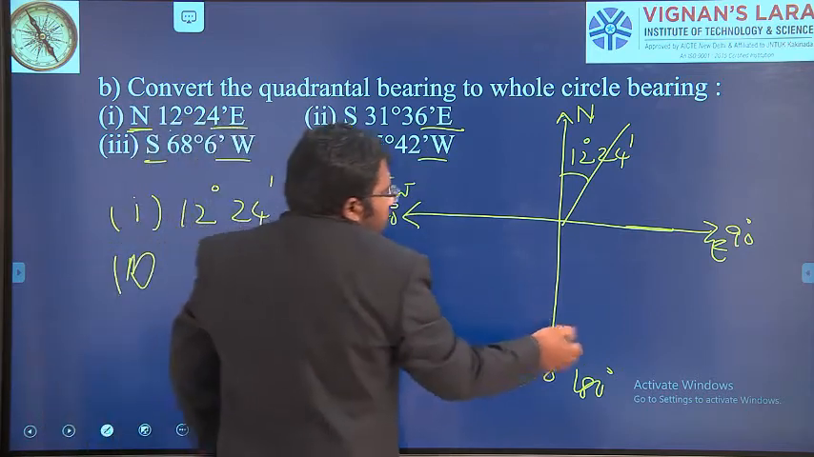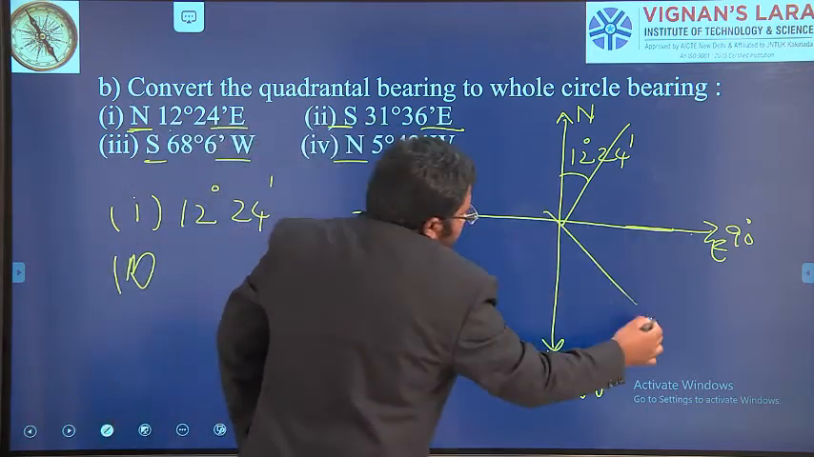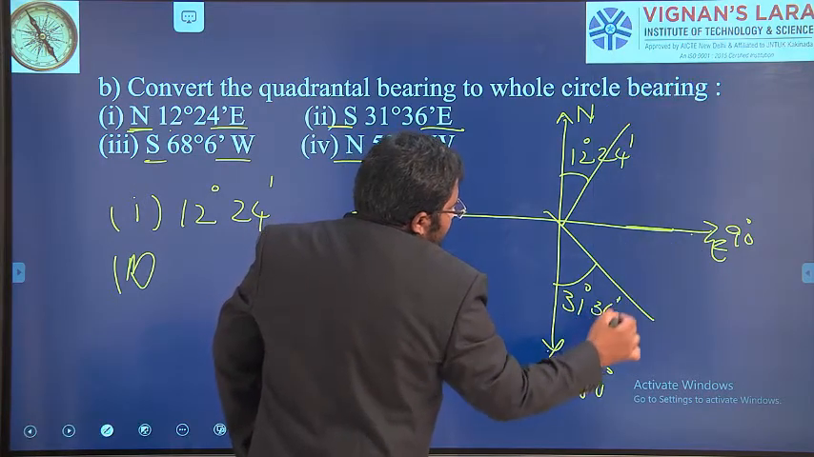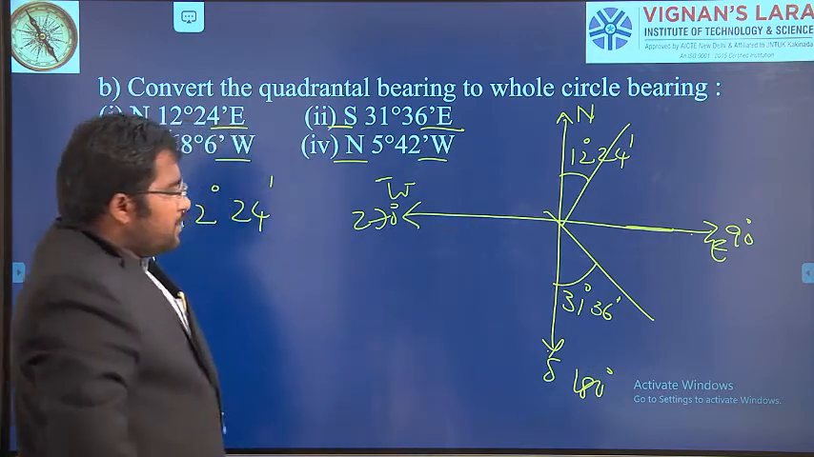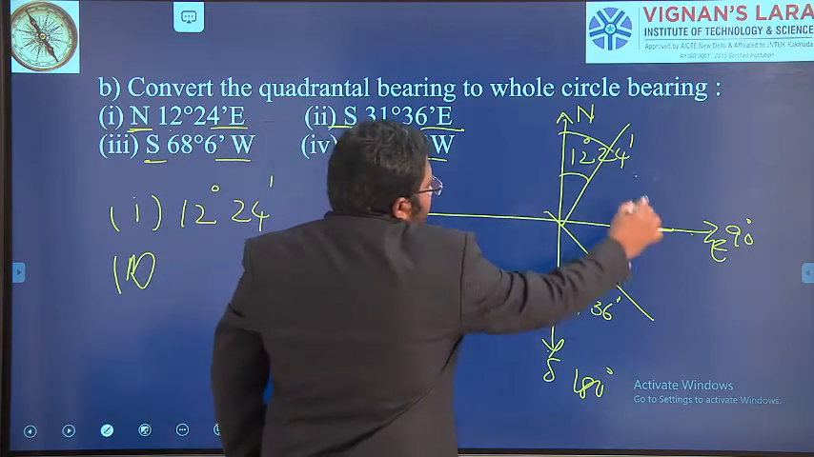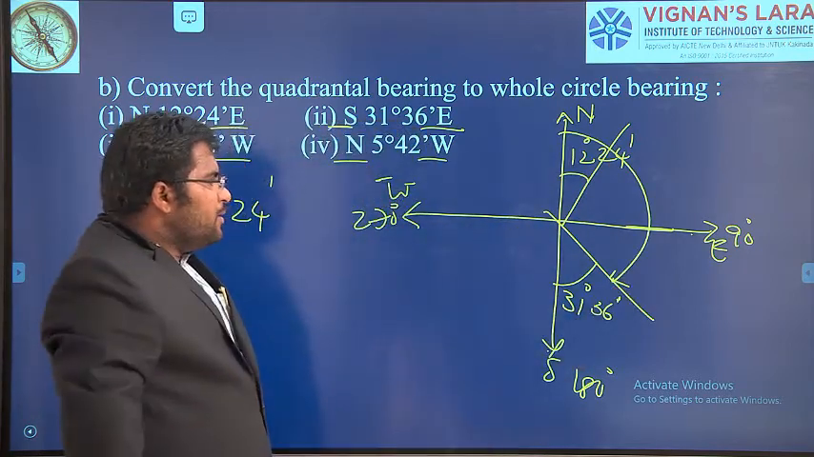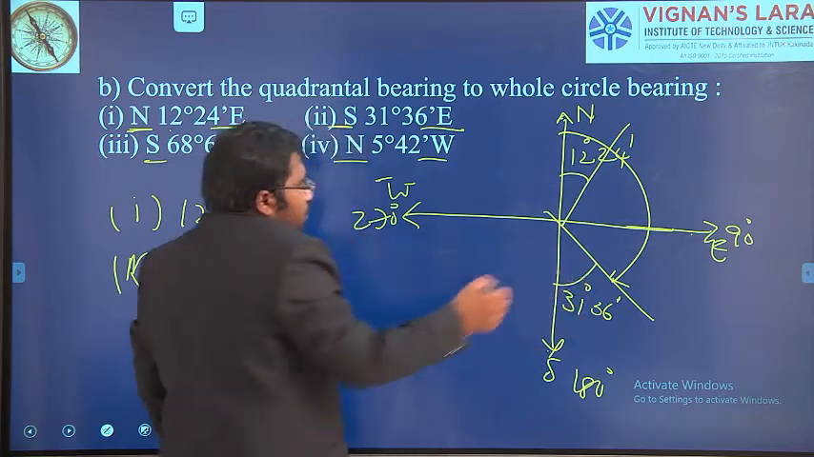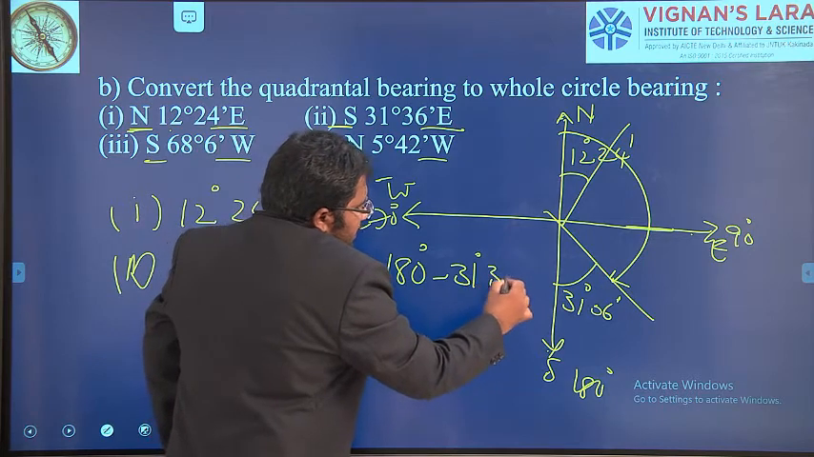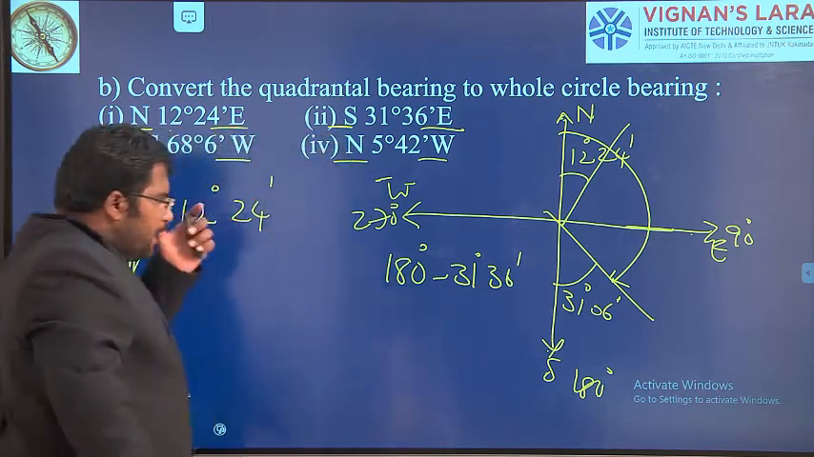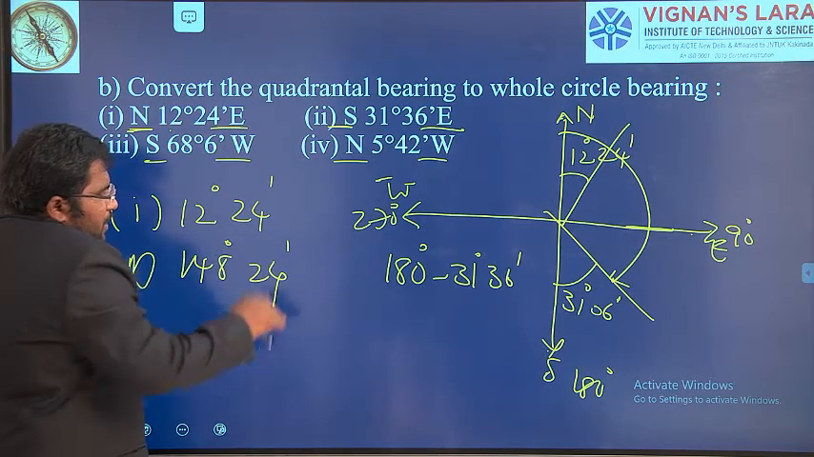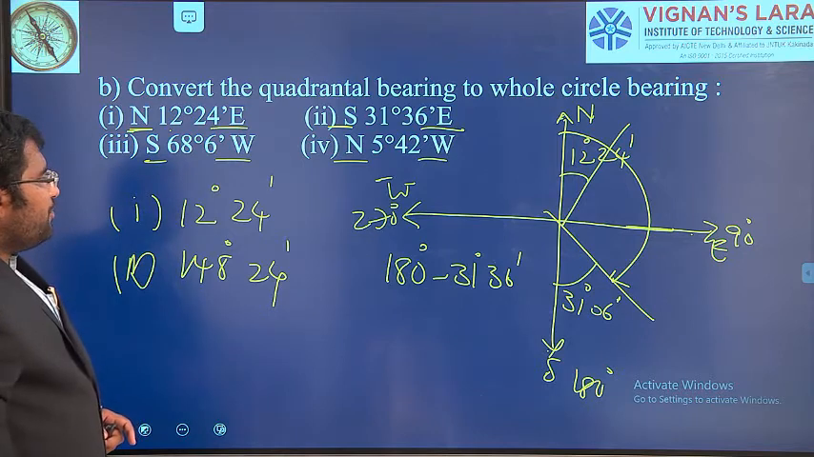Then coming to the second one, southeast. From south it is 31 degrees 36 minutes towards east. How do we get the value? From here we have to get the angle. We know that from here to here it is 180, so we can deduct this 31 degrees 36 minutes. So we'll get an angle of 148 degrees 24 minutes.